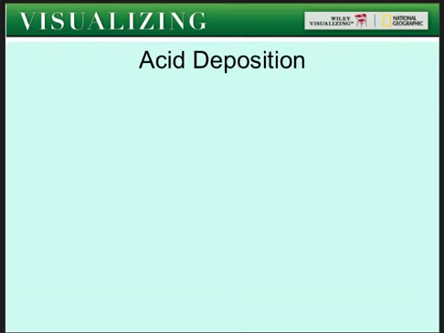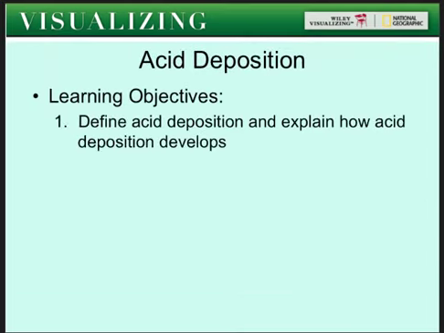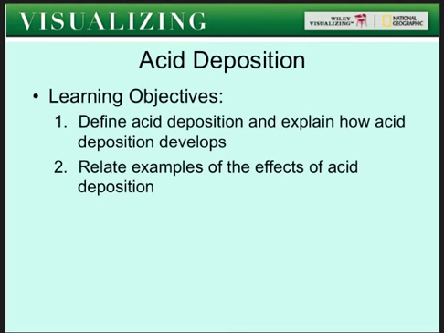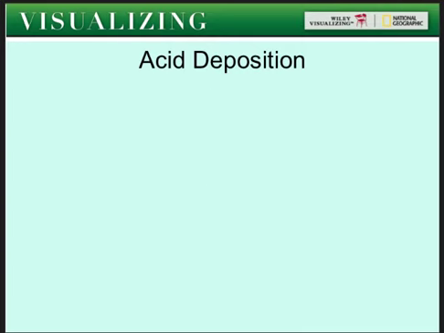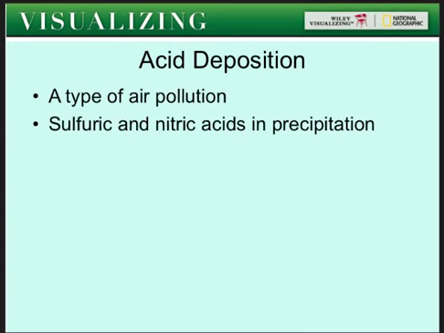Okay, next thing we want to look at is acid deposition. We're going to define acid deposition and explain how it develops, and we'll relate examples of the effects of acid deposition. So it's a type of air pollution. Sulfuric and nitric acids in precipitation are the result of primary pollutants reacting with water and forming these powerful corrosives.